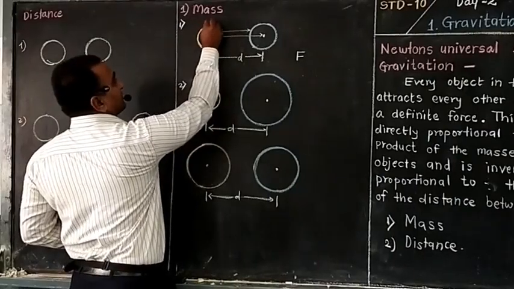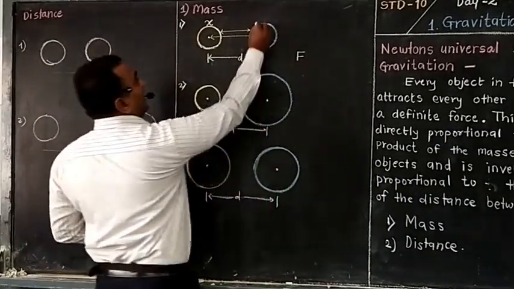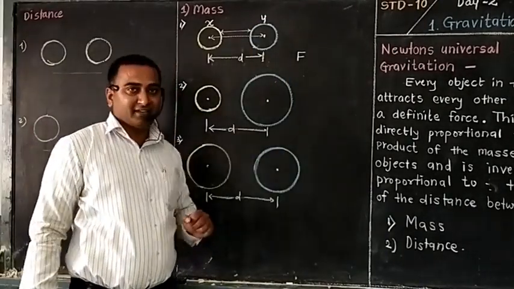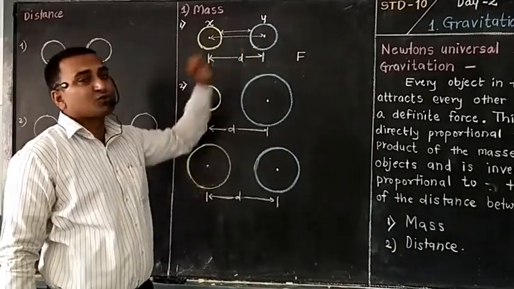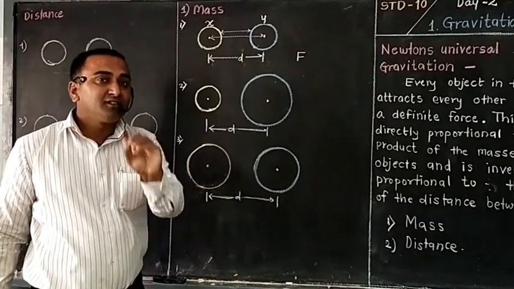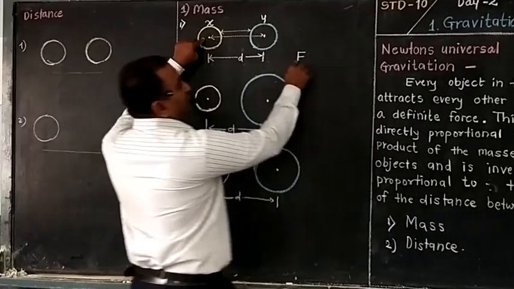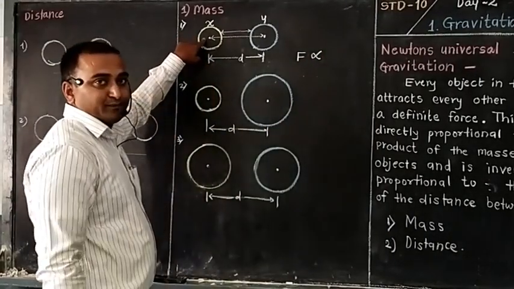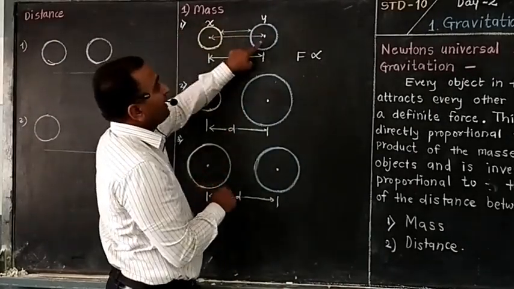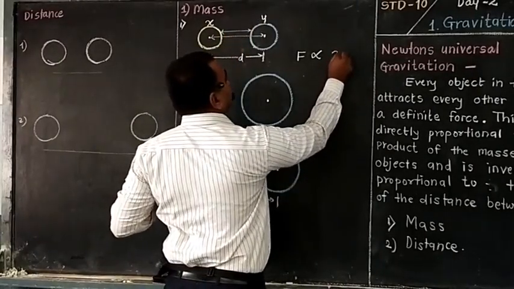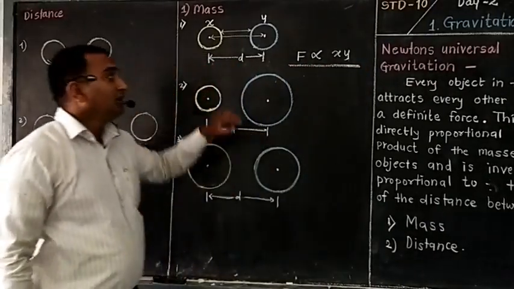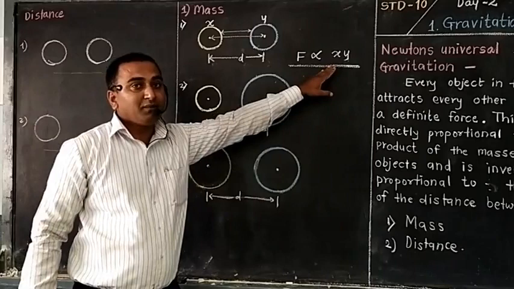Consider the mass of the first object is x and the mass of the second object is y. According to the law of gravitation, the force between these two objects is directly proportional to the product of the masses. So the force is directly proportional to the product of the masses. The mass of the first object is x and of the second is y, so it is x into y, that is xy. This is the relation between the force and the masses of the two objects.